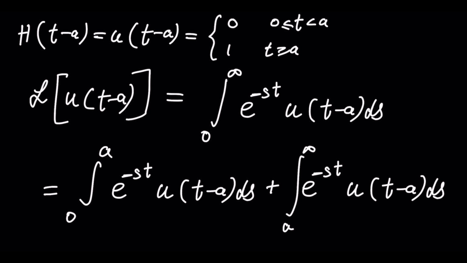Now, here's the key part. We know that for the value of t less than a, the unit step function becomes 0. So the integral from 0 to a entirely becomes 0. We are going to be left with this. We know for the value of t greater than or equal to a, the unit step function becomes 1. So eventually, we will just be integrating this exponent function. Let's do that.